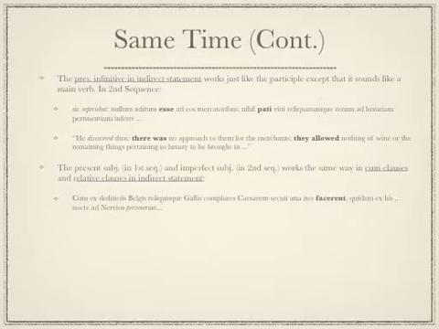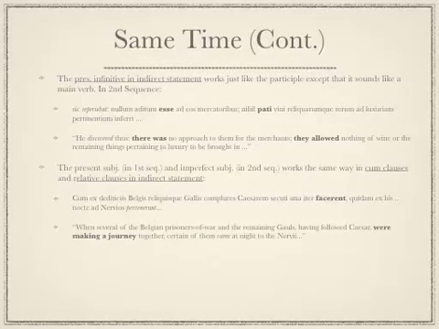Here's another example from Caesar. When several of the Belgian prisoners of war and the remaining Gauls, having followed Caesar, were making a journey together. So your main verb is pervenerunt. Right? Certain ones came at night to the Nervii, and then facerent is same time because it's imperfect subjunctive in a secondary sequence cum clause. So we translate it as if it were an imperfect indicative.